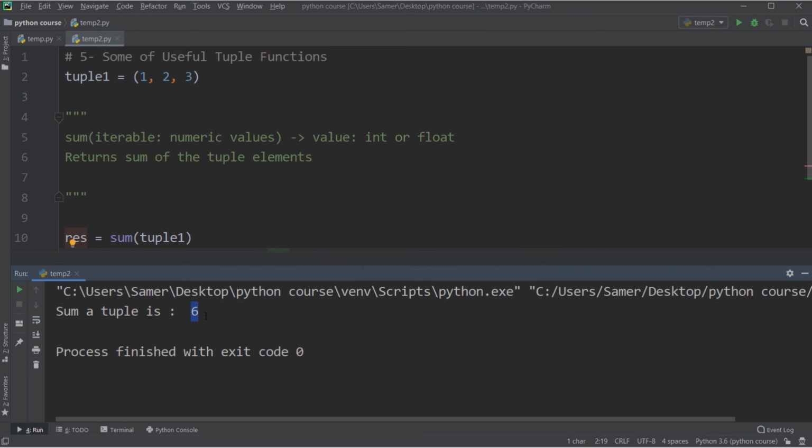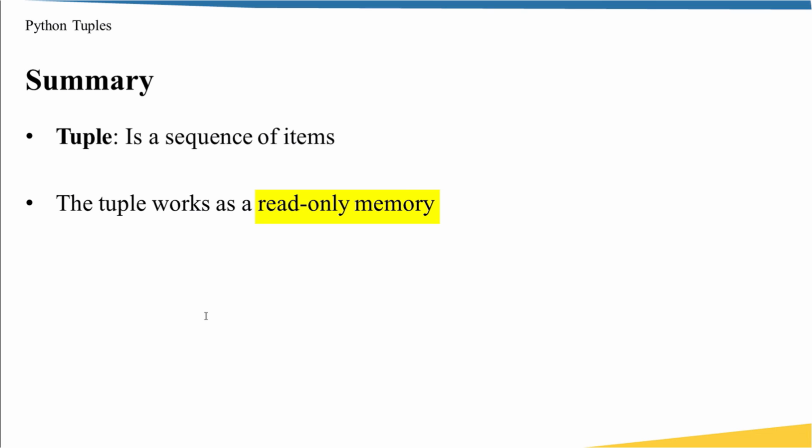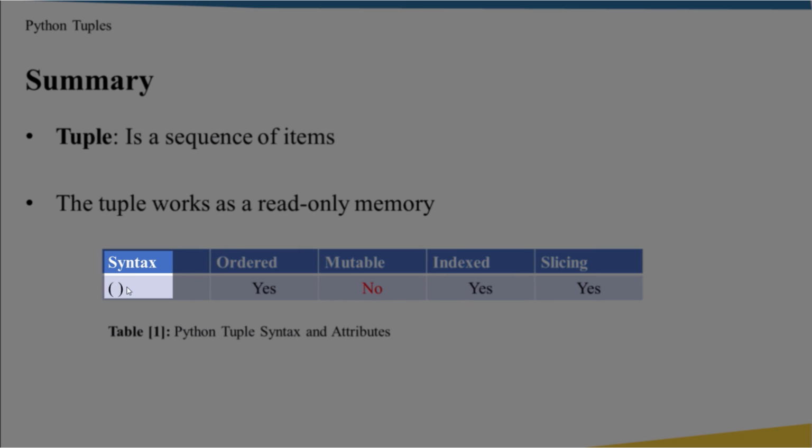Now let's recap what we have learned in this lecture. First of all, I have defined a tuple, and we see it's a sequence of items, and the items could be of any type available in Python, like number, string, and so on. We see that the tuple works as read-only memory because tuple is immutable. We see that if we want to create a tuple, we have to use parentheses. Tuple is an ordered data structure, it's immutable, it's an indexed data structure, and it supports slicing.